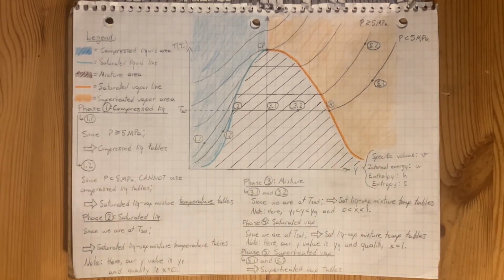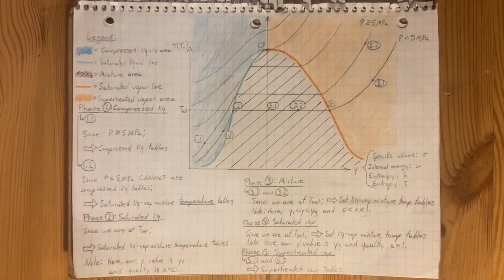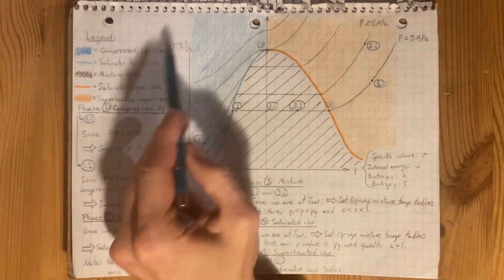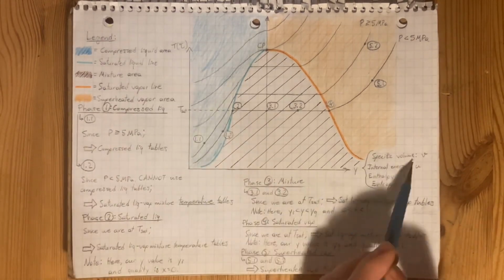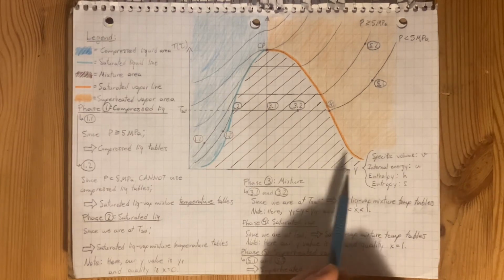One key thing to understand is that when you heat up a substance, it either makes the temperature increase in the system, or it actually makes it undergo a phase change, at which point the temperature does not increase until it's done changing phase. So here we have a temperature diagram. We have the temperature on the y-axis, and you can have specific volume, internal energy, enthalpy, or entropy on the x-axis.